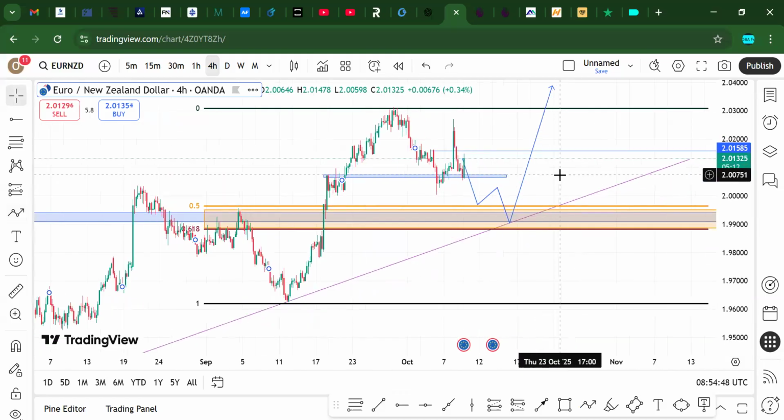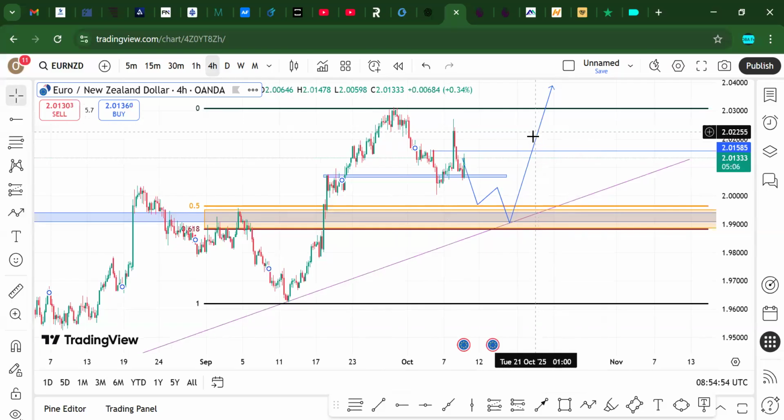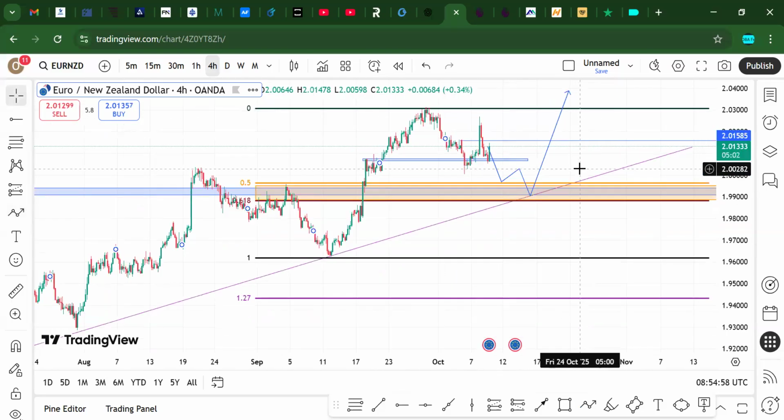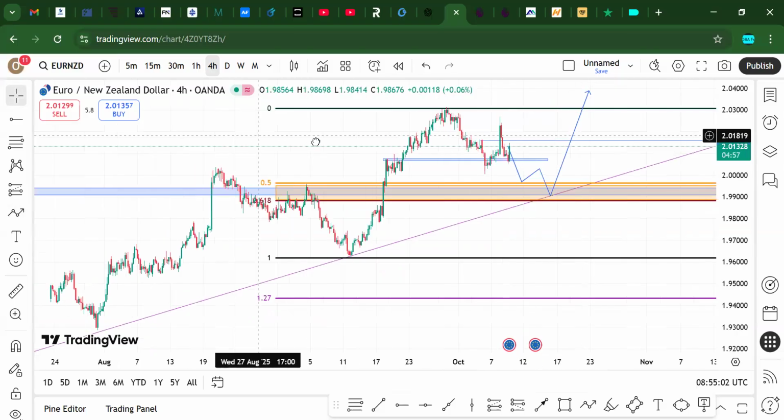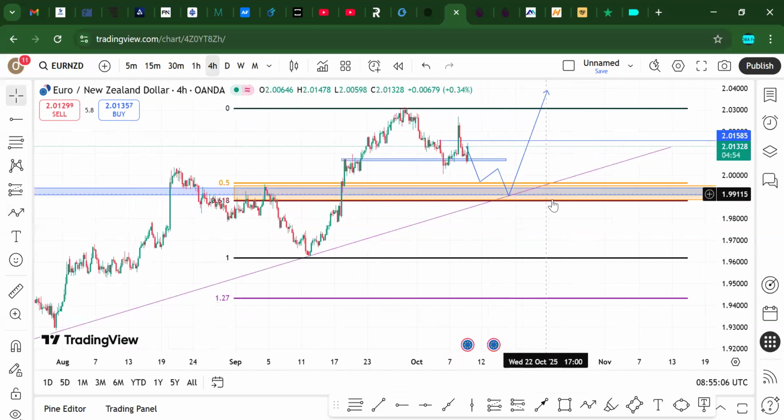Doing this maybe probably with a counter trend line. Once the counter trend line is broken and price closes above it, then you can start looking for your buying opportunities. So this is my simple outlook on EURNZD.